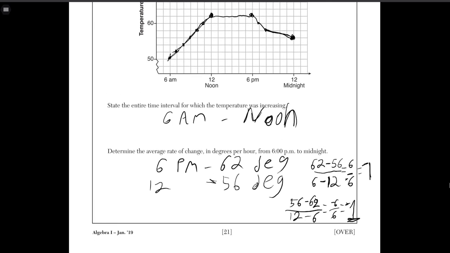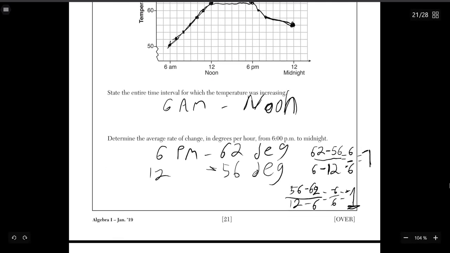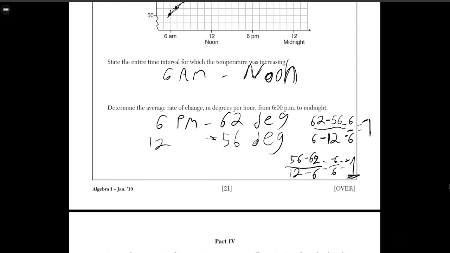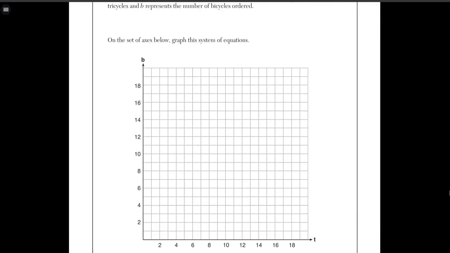So the average rate of change would be 1 degree per hour, and you should probably write that, or negative 1 degree per hour. Is that it, or one more? Okay, the biggie, the 6-pointer.